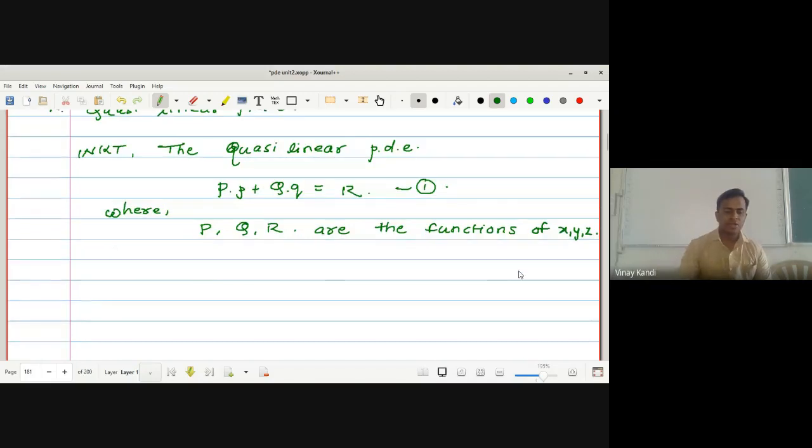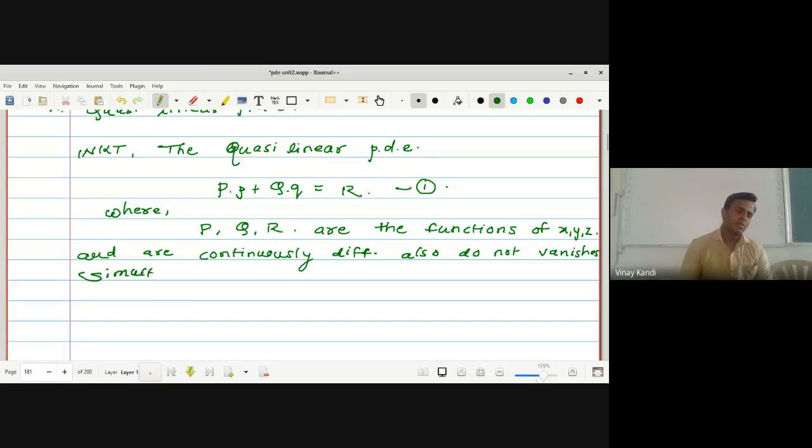They are continuously differentiable and also do not vanish simultaneously. So this is the Cauchy linear partial differential equation in the form Pp plus Qq is equal to R, where P, Q, R are functions of x, y, z and they are continuously differentiable.